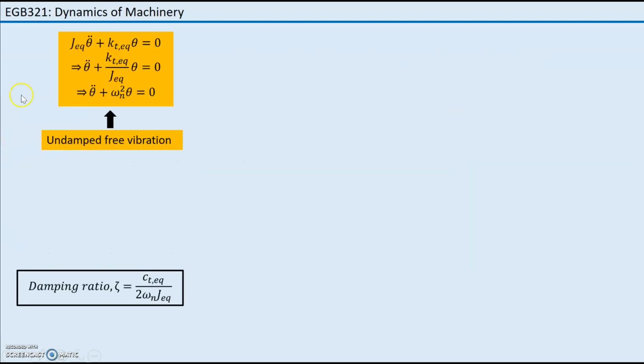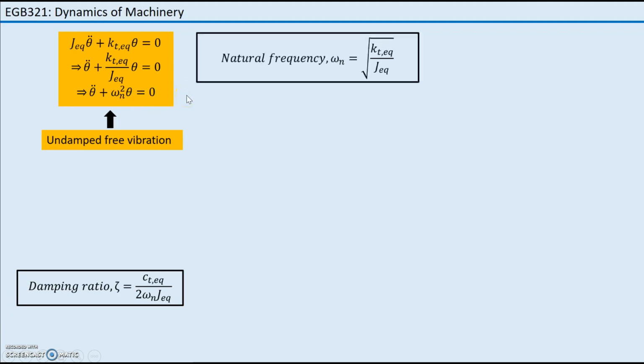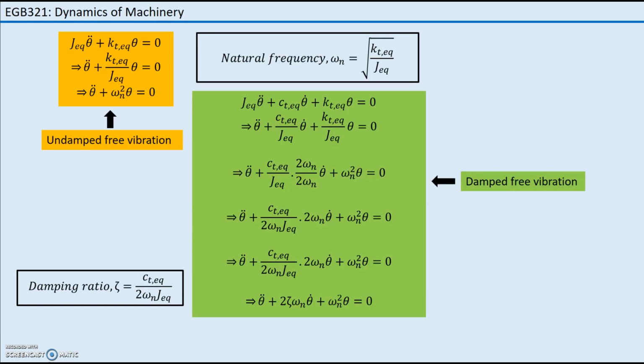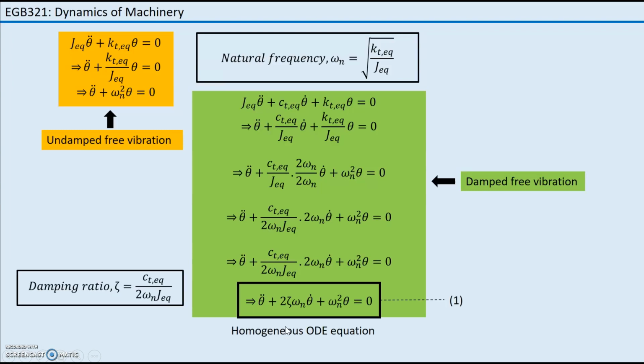So for undamped free vibration, if we divide by J equivalent on both sides, we get this kind of form where omega n is the natural frequency of the system. For damped free vibration cases, if we again divide by J equivalent on both sides, we get this kind of form where zeta is the damping ratio, and the final form of the equation is called a homogeneous ordinary differential equation.